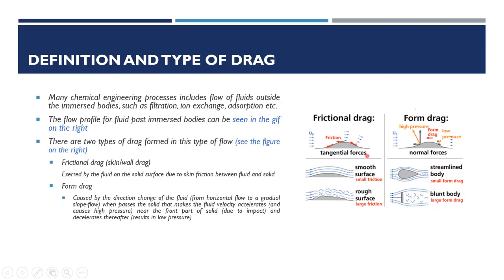For the form drag, it is caused by the direction change of the fluid from horizontal flow to a gradual slope flow. As you can see here, first is the horizontal flow. However, after it meets the surface of the immersed bodies, it will change direction, following the shape of the solid.